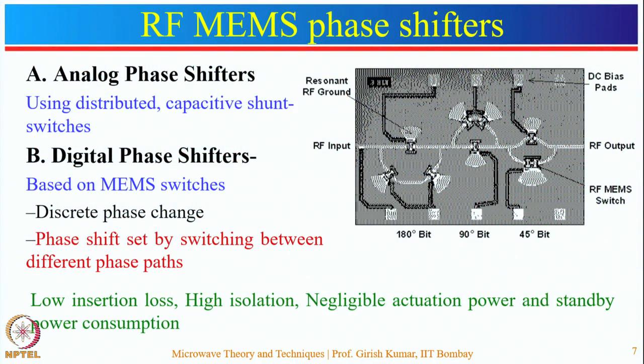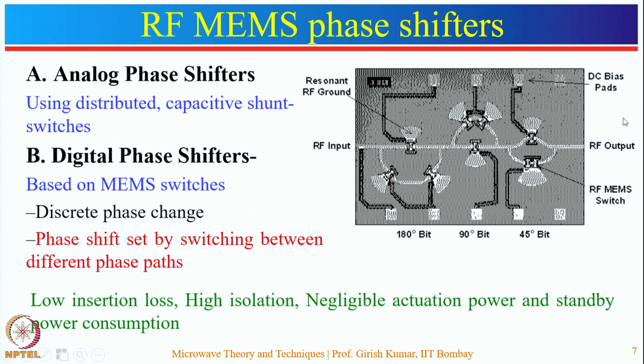The phase change in these types of phase shifters can be controlled by varying the path length with reference to the reference state. Now, these are divided into two categories: analog phase shifters and digital phase shifters. The analog phase shifters can be designed using distributed and capacitive shunt switches. In case of digital phase shifters, they are made using discrete phase changes. Here the phase shift is achieved by switching between different phase paths.